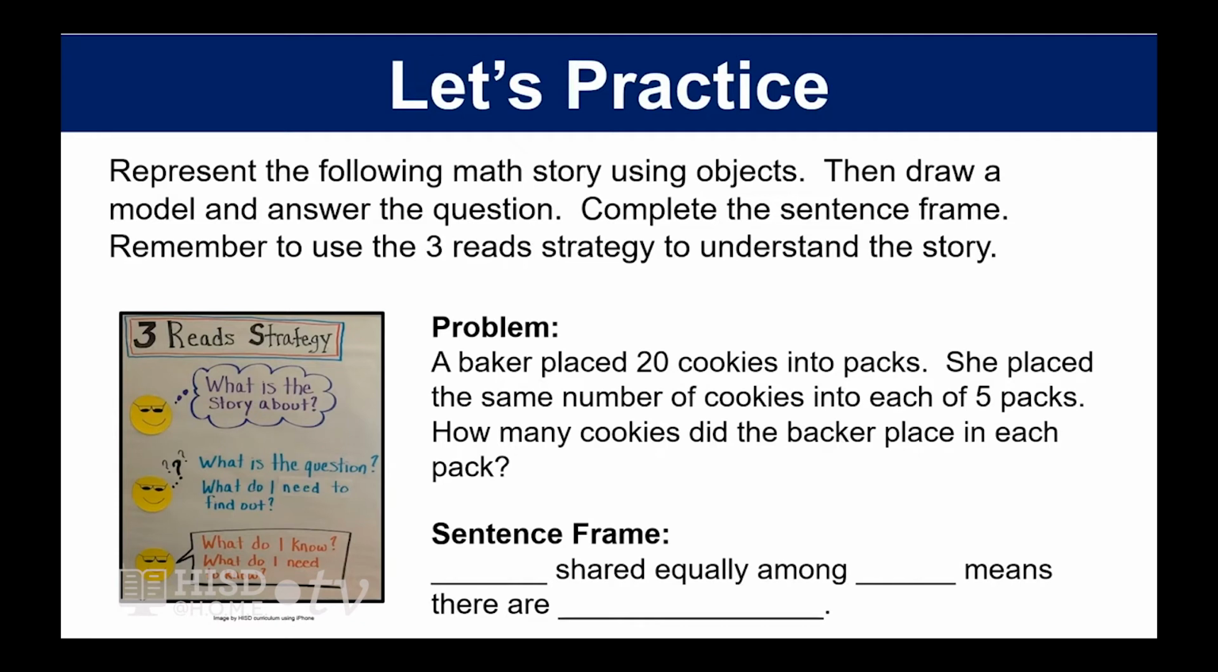Represent the following math story using objects. Then draw a model and answer the question. Complete the sentence frame. Remember to use the 3-read strategy to understand the story. Problem. A baker placed 20 cookies into packs. She placed the same number of cookies into each of 5 packs. How many cookies did the baker place in each pack? Sentence frame. Blank shared equally among blank means there are blank.